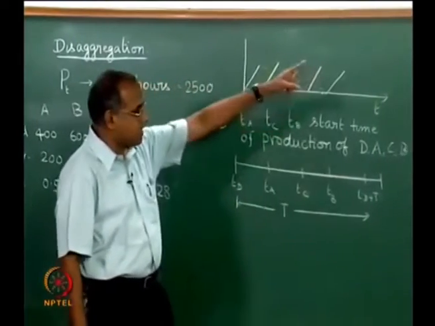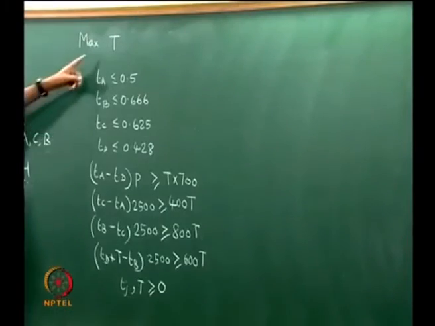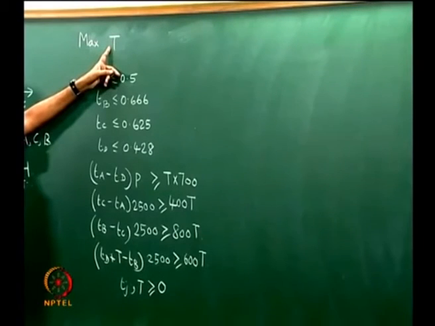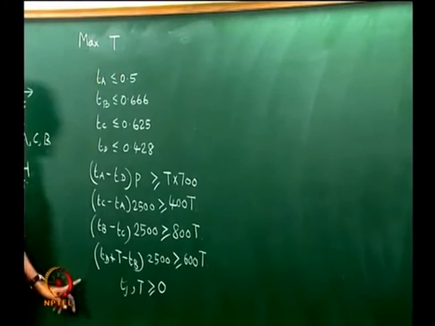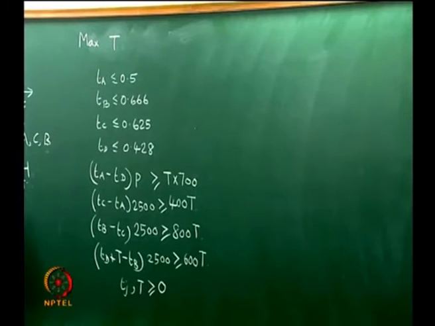So, this problem becomes a linear programming problem, because the objective function is a linear function of the decision variable and all constraints are linear, and then you have an explicit non-negativity restriction on the variables.